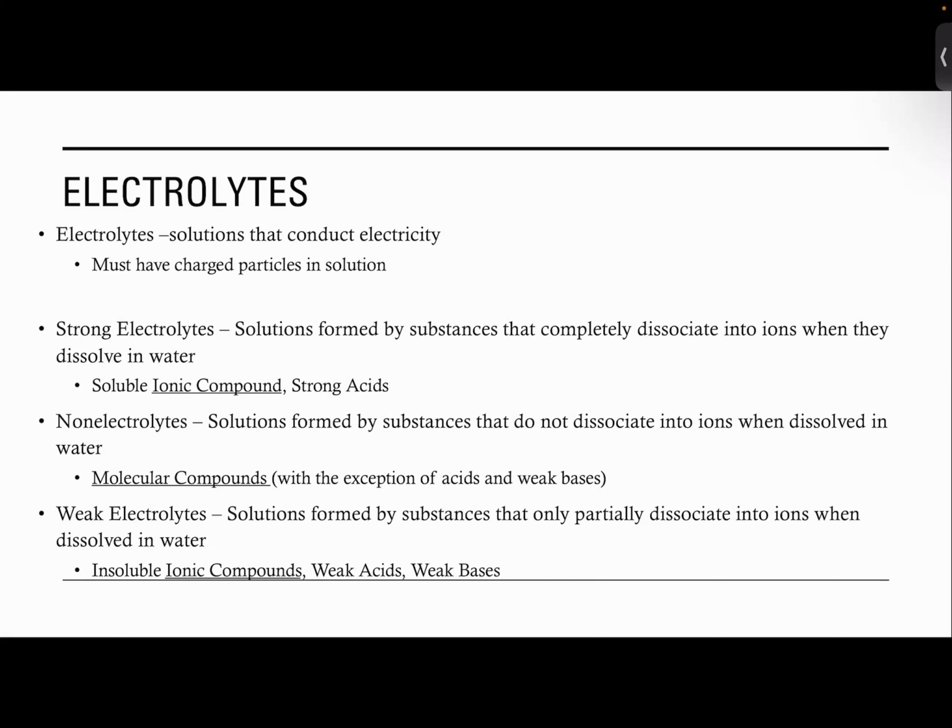Now, some compounds are weak electrolytes, meaning they conduct electricity, but they don't conduct electricity well. A weak electrolyte is a substance that only partially dissociates in water to form ions. Weak electrolytes include insoluble ionic compounds. Now, the term insoluble typically means that it does not dissolve, and so it's a little bit of a misnomer because all ionic compounds dissolve to some degree.